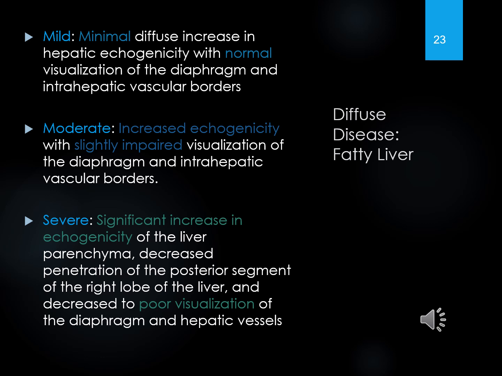At severe, there's a significant increase in echogenicity of the liver parenchyma, decreased penetration of the posterior segment of the right lobe of the liver, and decreased to poor visualization of the diaphragm and hepatic vessels. This is the "I can't see squat" scan. You're dropping your frequency all the way down, and maybe you're kind of seeing that diaphragm and that posterior right lobe, but maybe you're not seeing it very well. You're trying to find those vessels so that you can take a waveform of the hepatic vein, and you're really struggling to even find it. And believe it or not, yes, that happens, and it happens with way too much frequency.